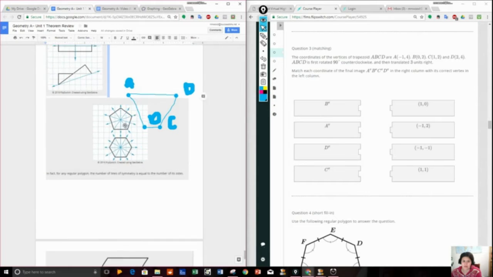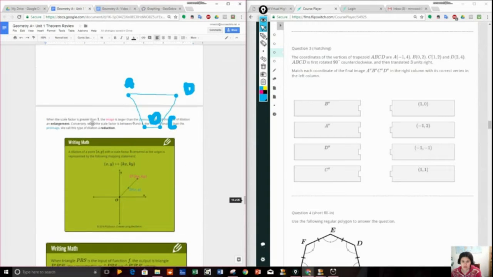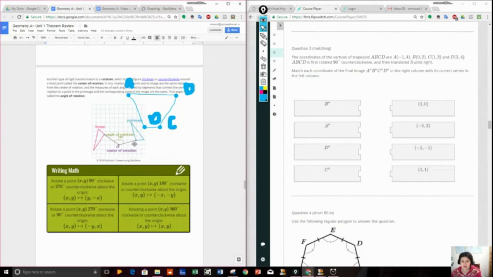So what I'm remembering from lesson 3, or not remembering if I need to use it as a reference, so go back to lesson 3 and go back to rotating. There's the writing math, and it gives kind of the shortcut of how to rotate a point counterclockwise about the origin.